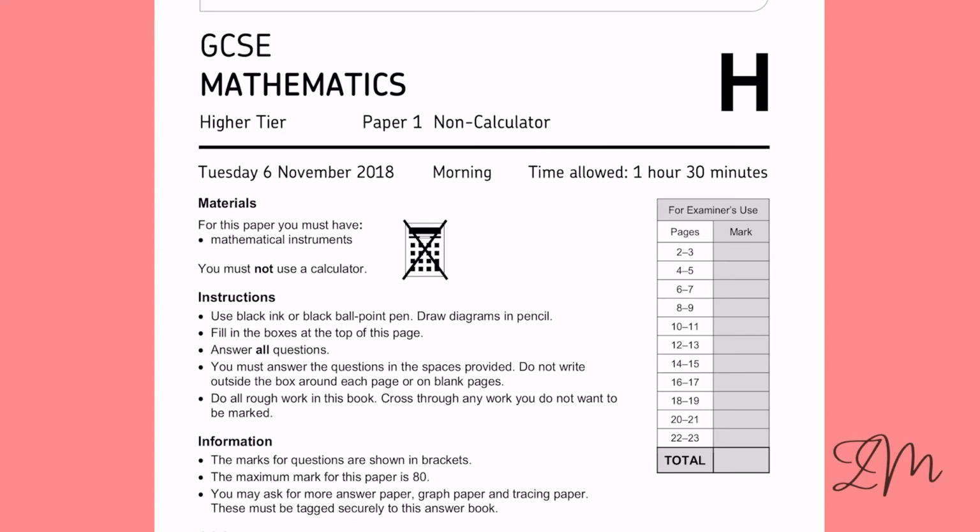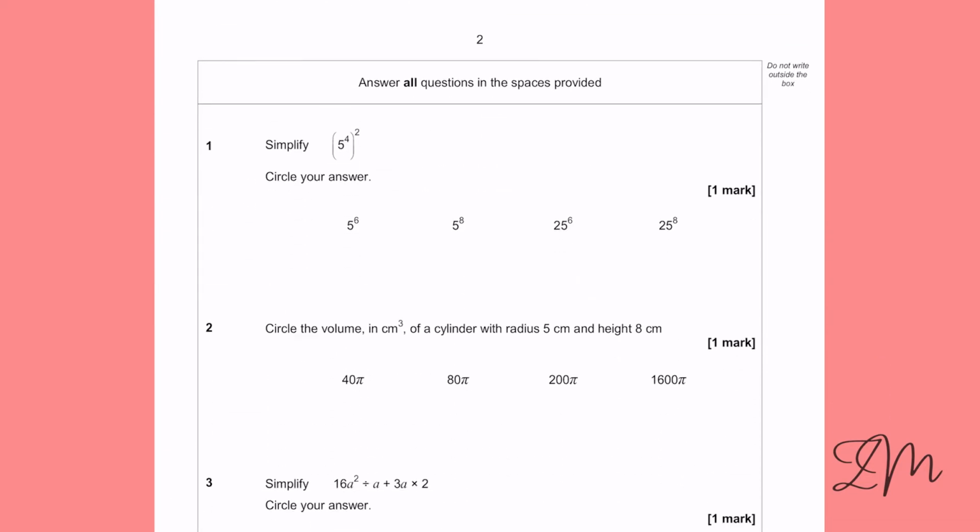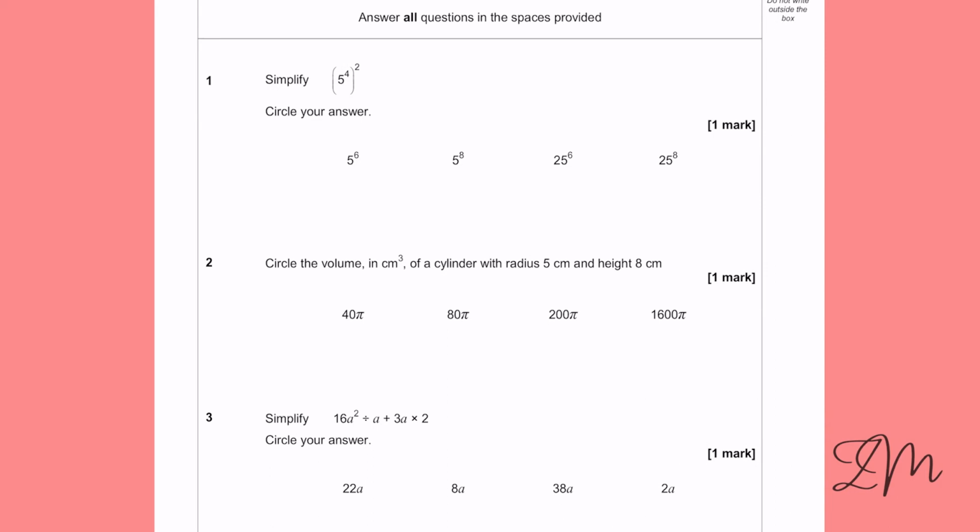Let's look through paper 1, non-calculator for the AQA. So this is November 2018, and we're looking at the higher paper, but the first 7 or 8 questions are also the crossover questions, which will be both in the foundation and the higher paper.